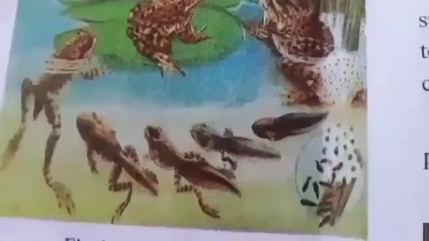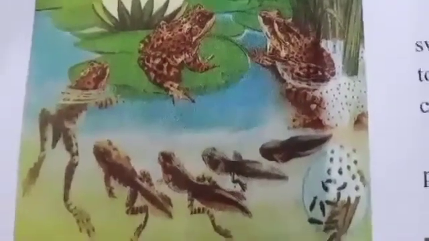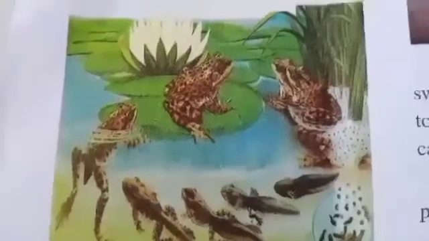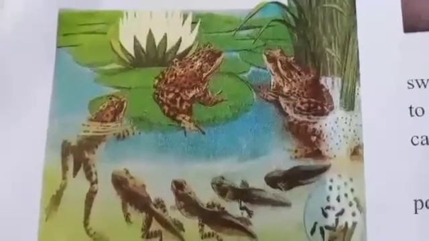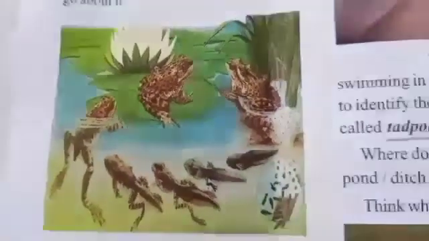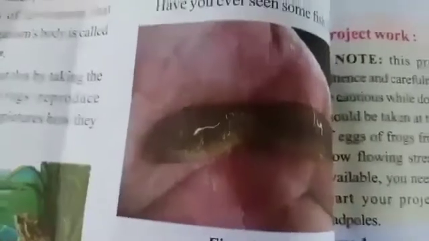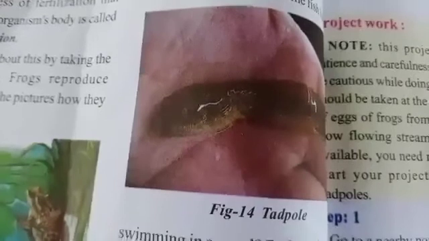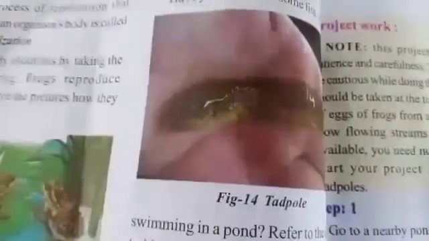Okay, so this tadpole is a fish-like structure which takes respiration through the gills. When it is converted into adult frog, the gills disappear, and the big frog takes respiration with the help of lungs. Okay, this is about the picture of life cycle of the frog. Children, do you know this fish-like structure which is present on the hand? It is called what? Tadpole. Tadpole takes respiration with the help of gills when it is present in the water.